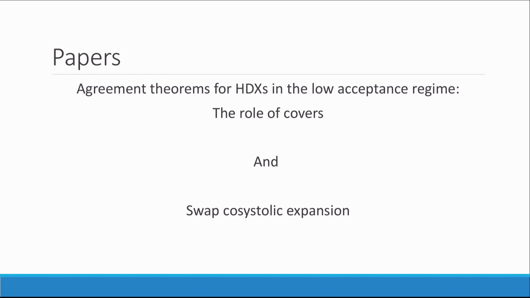Let me just say that the work I'm presenting today is based on two papers. The first paper, titled Agreement Theorems for HDXs, high-dimensional expanders in the low acceptance regime, the role of covers, is all about characterizing these tests and understanding when we can get a very strong notion of soundness for them. In the second part of the paper, we use this characterization and further develop tools to analyze a very concrete agreement test on what's known as a hypergraph called the spherical building.